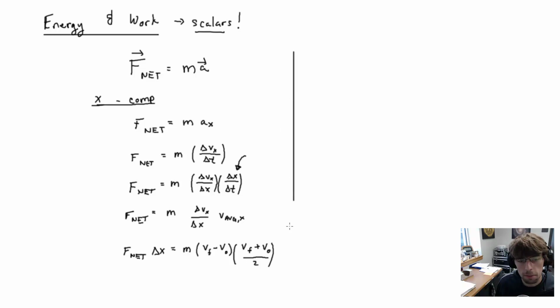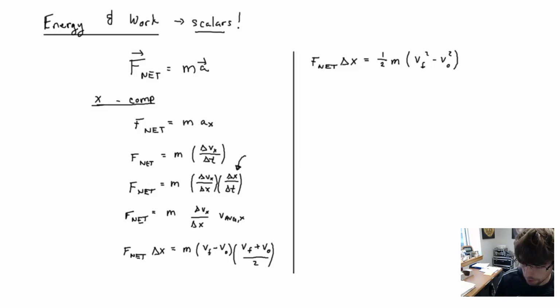Let's go ahead and go to the top of the screen here. So I have all of this. Let me go ahead and FOIL. So I get F net delta x equals 1/2. I have an m. And then I'll just go ahead and FOIL this. I have V final squared minus V initial squared.